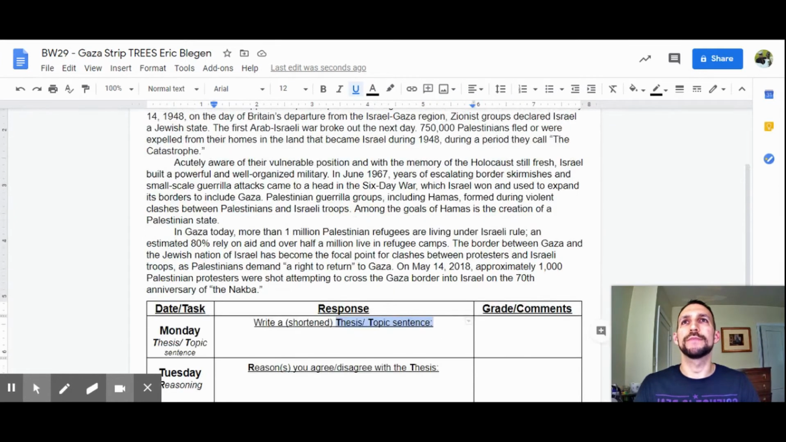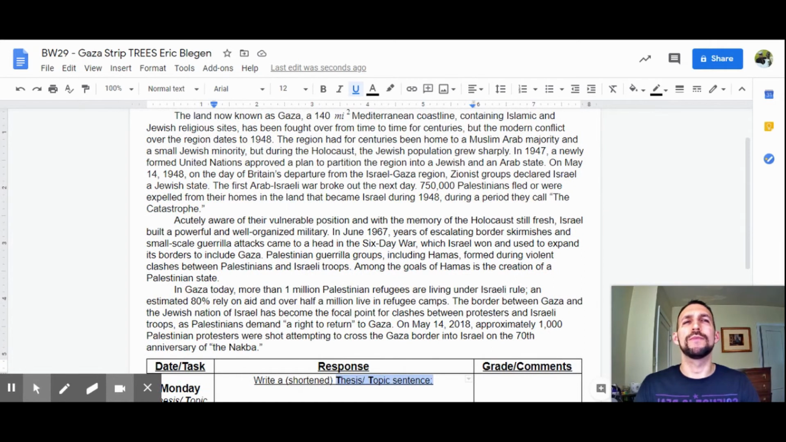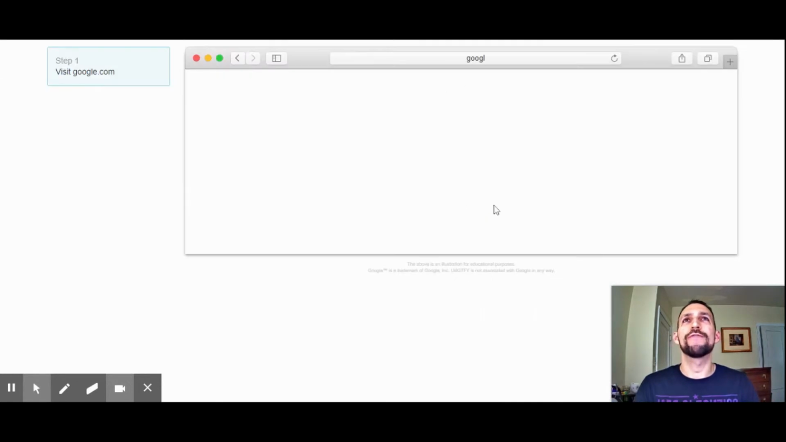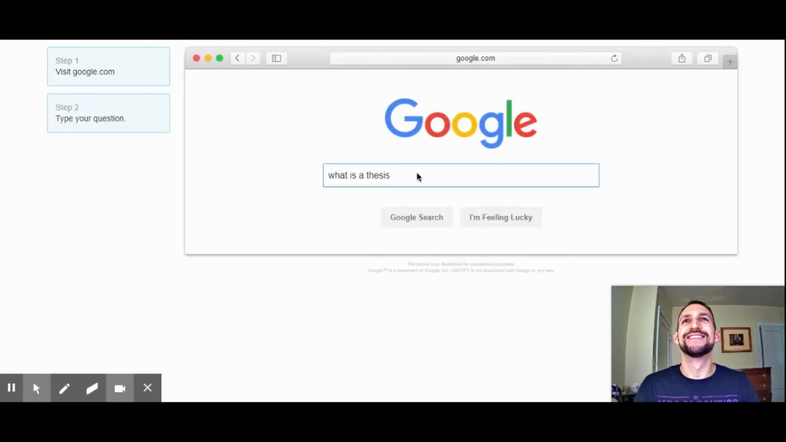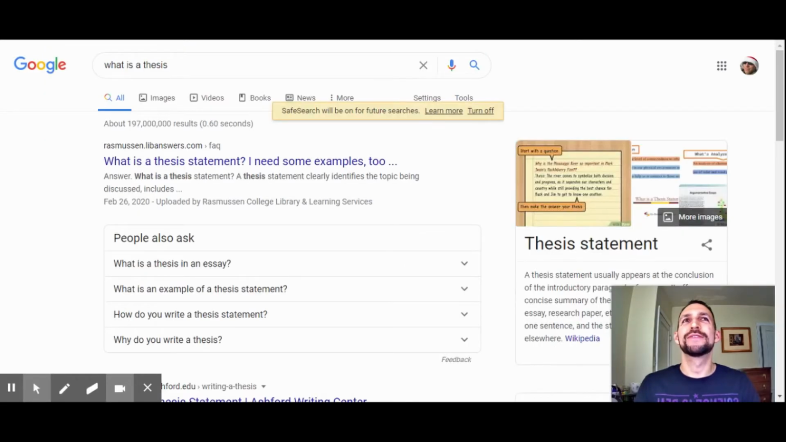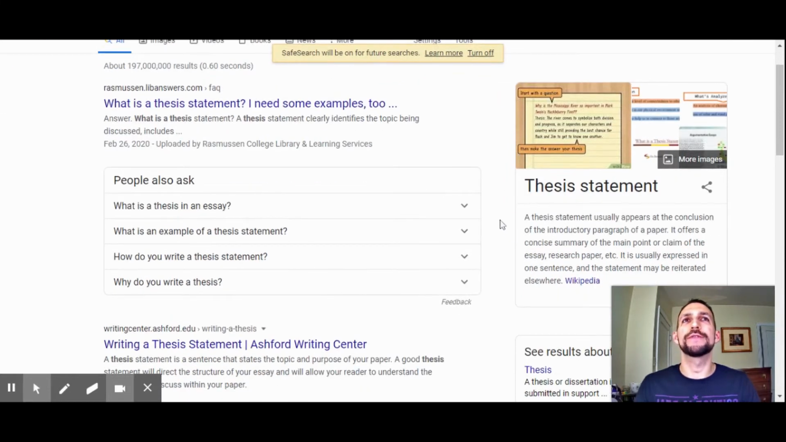So I'm going to start reading, and I'm looking for, well, what am I looking for? Let's figure that out. If you don't remember what a topic sentence or a thesis is, we can Google that for you. So Google is a good resource, not a perfect resource, but if we forget something, this is a good, easy way to access definitions. So a thesis statement usually appears at the conclusion of the introductory paragraph of a paper.